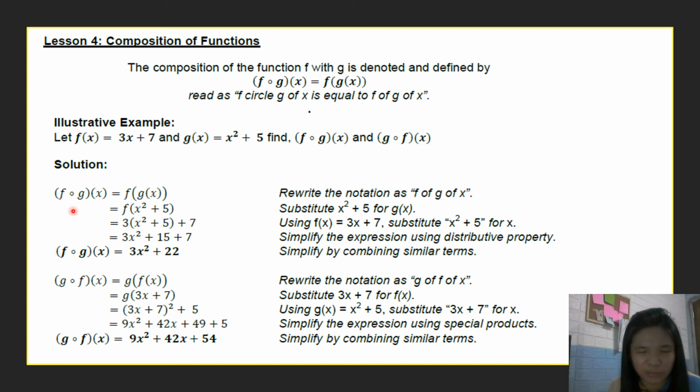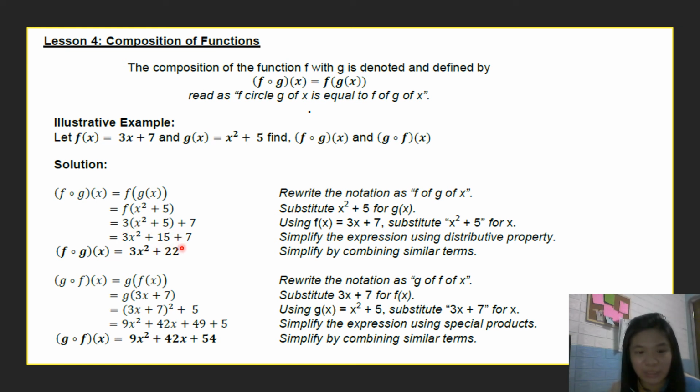That is f of g of x. So, we have 3x plus 7. So, substitute natin yung x as x squared plus 5. So, we have 3 multiplied by x squared plus 5 plus 7. And then, we simplify. Multiply muna natin. 3 times x squared, that's 3x squared. 3 times 5, that is 15.